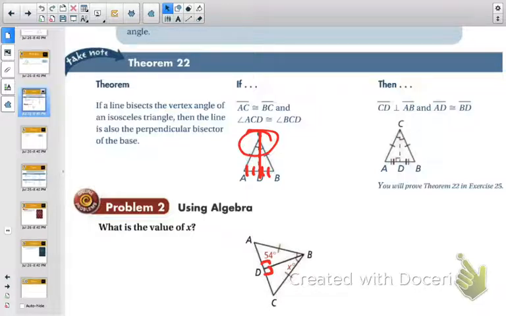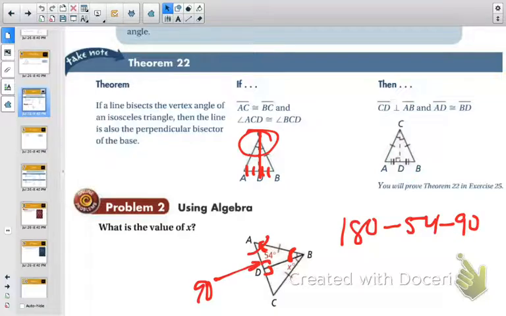So, knowing that, we know this angle right here, A, is 54, because I'm assuming that's what it's talking about. And we know this is a right angle, so that's 90 degrees. A triangle should always add up to 180. So to find that missing piece, we do 180 minus 54 minus 90, and that should give you 36. So this angle right here is 36 degrees. And because we know it's going to be the same as this angle over here, that tells us that x should equal 36 degrees.